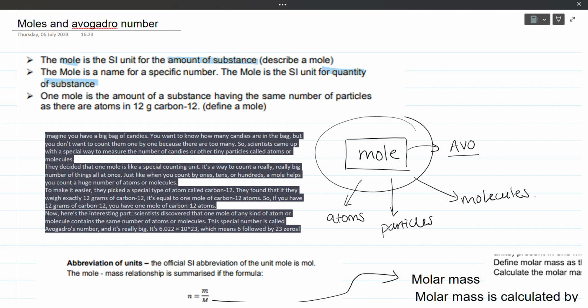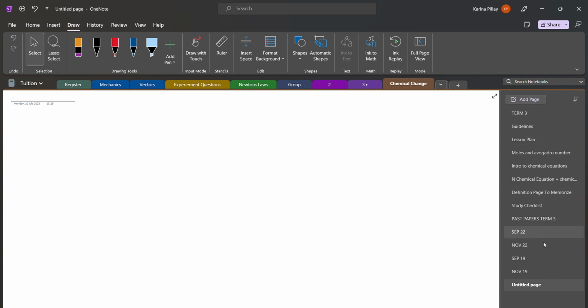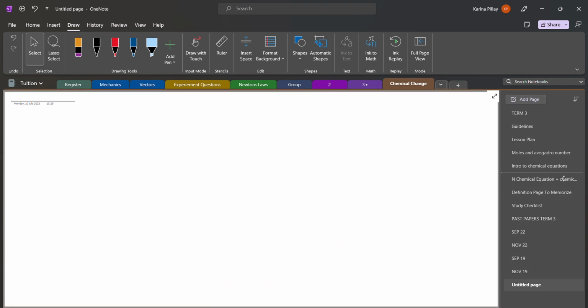1 mole is the amount of a substance having the same number of particles as there are atoms in 12 grams of carbon-12. Now I know that makes absolutely no sense. I'm going to describe it because it's a concept that you have to get used to. So let's just open up another page and talk about what that means. If you have your periodic table in front of you, if you don't, please try to get it out because we're going to refer to it now.